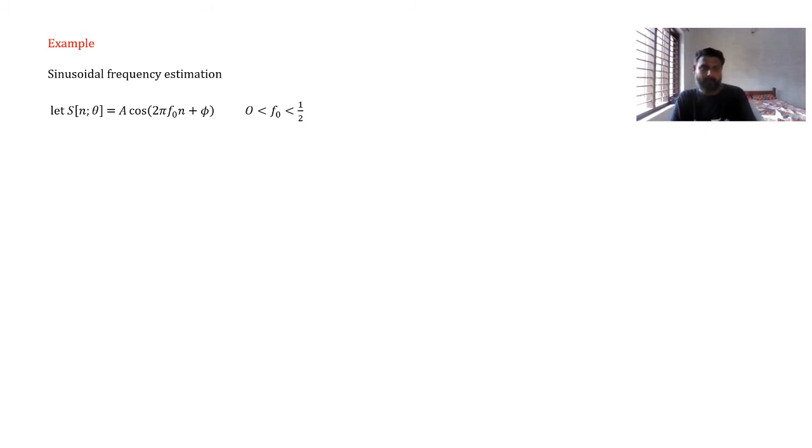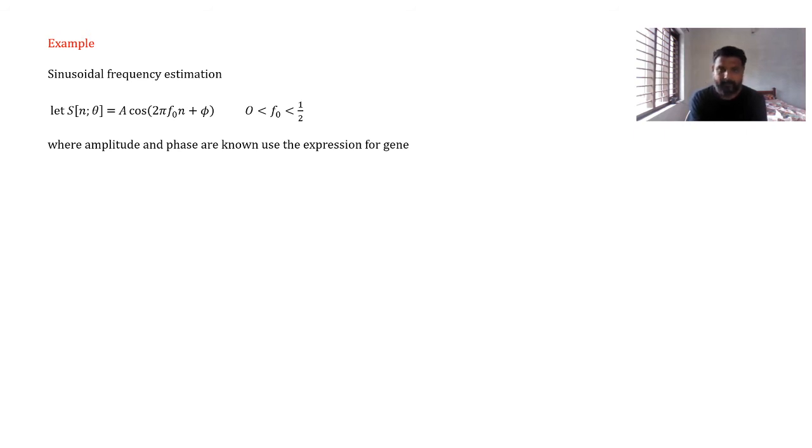That means the amplitude A and phase φ are known, but you have to use the general CRLB expression in order to find the variance of f0. So our final goal is to calculate the equation for the variance of f0 cap, where amplitude and phase are known.